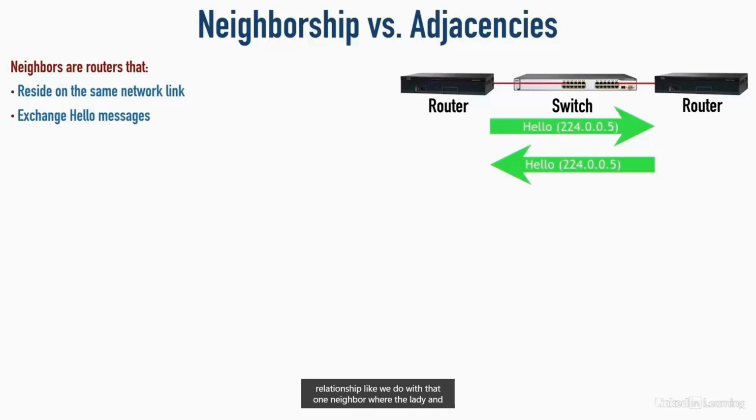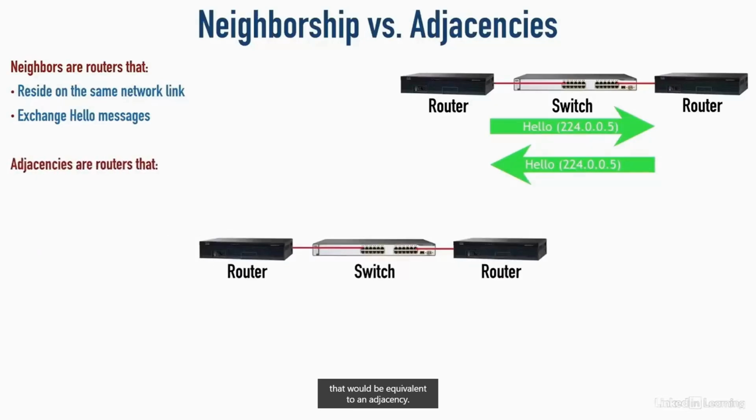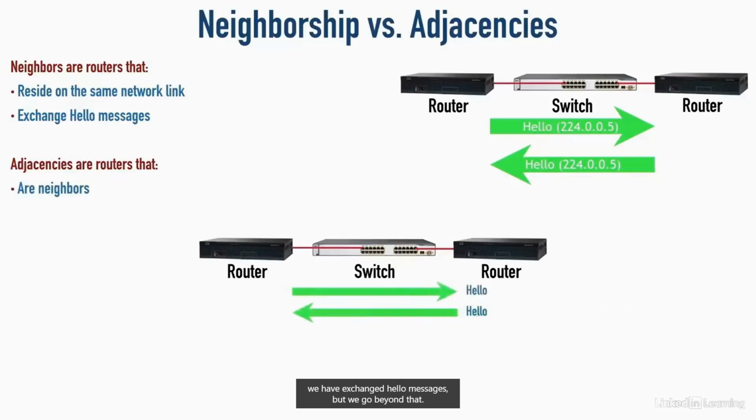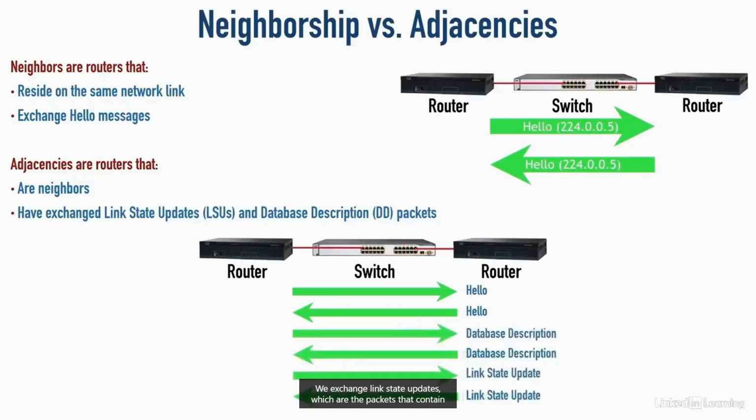If we take it a step further, if we have a more in-depth relationship like we do with that one neighbor where the lady and my wife are best friends, that would be equivalent to an adjacency. An adjacency is when we have a couple of routers that are neighbors. We've got to be neighbors. We have exchanged hello messages, but we go beyond that. We exchange link state updates, which are the packets that contain link state advertisements. We have exchanged information to build this link state database.